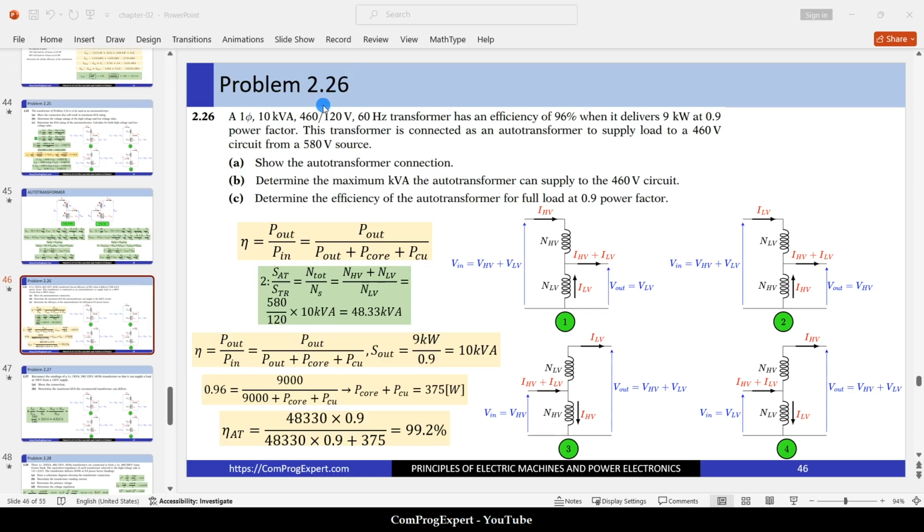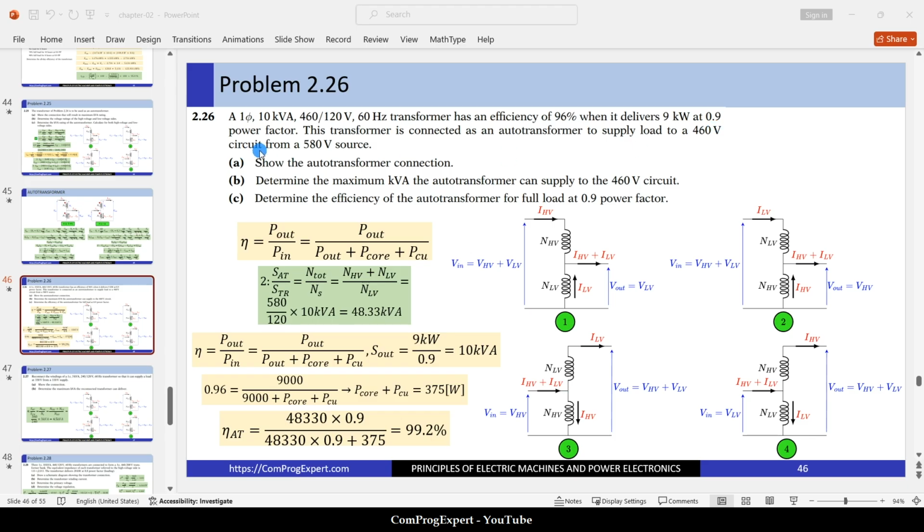Problem 26. A single phase 10 kVA 460 to 120 volt 60 Hz transformer has an efficiency of 96% when it delivers 9 kilowatts at 0.9 power factor.